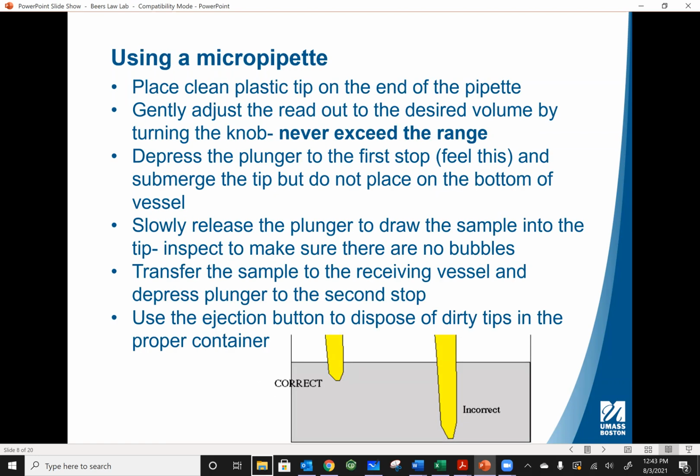Okay, so in the experiment today, we will be using a micropipette. And micropipettes have pipette tips. In the micropipette, we can have a specific volume that we want to dispense. And so Amy in the video will show you how to do that today.